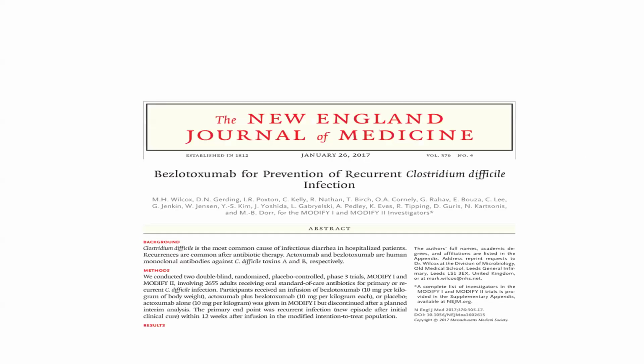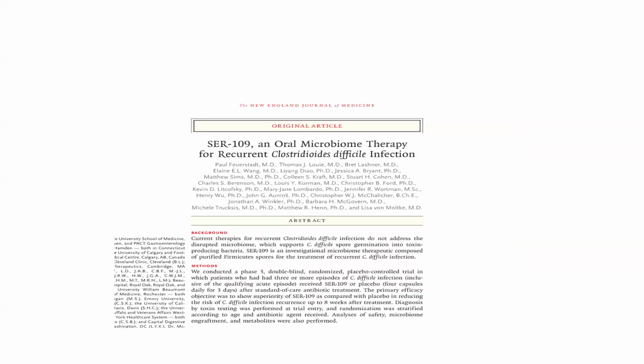So this is a paper which is present in the NEJM that is based on the drug bezlotoxumab, which helps in the prevention of recurrent Clostridium difficile infection. So basically, this is a monoclonal antibody, and according to this, bezlotoxumab will help in reducing recurrence of Clostridium difficile infection.